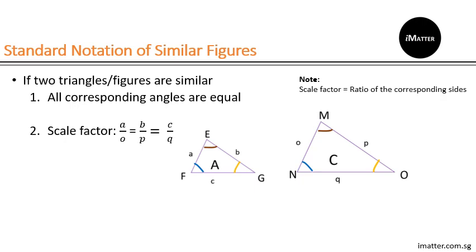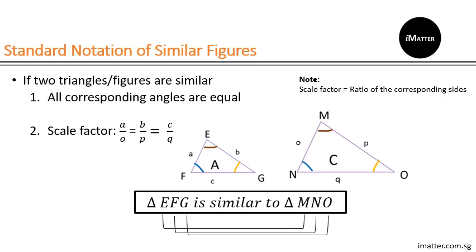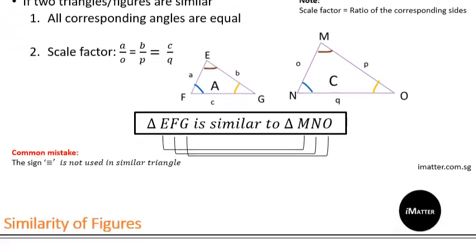Now, after we prove that these two figures are similar, we will then proceed to write the standard notation. Note that instead of the triple equal sign, we will write is similar to, to denote that triangle EFG is similar to triangle MSO. Recap that similar triangles have the same shape but different size.